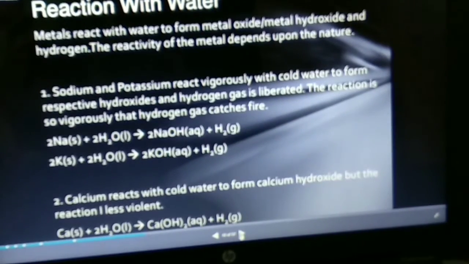Reaction with water. Metals react with water to form metal oxide or metal hydroxide and hydrogen gas. The reactivity of the metal depends upon its nature. Number 1. Sodium and potassium react vigorously with cold water to form the respective hydroxide and hydrogen gas. Sodium plus water gives sodium hydroxide plus hydrogen gas. Potassium plus water gives potassium hydroxide plus hydrogen gas. Calcium reacts with cold water to form calcium hydroxide, but the reaction is less violent. This is the second case of the reactions of metals and water.